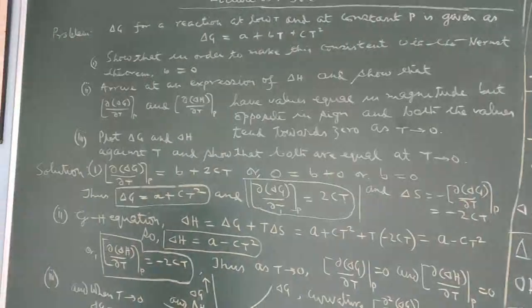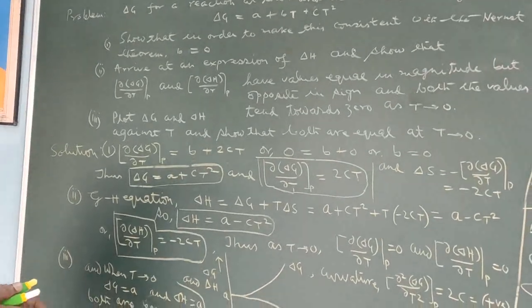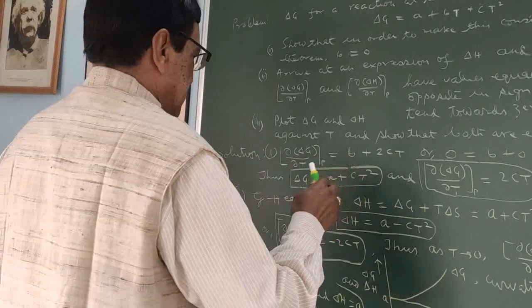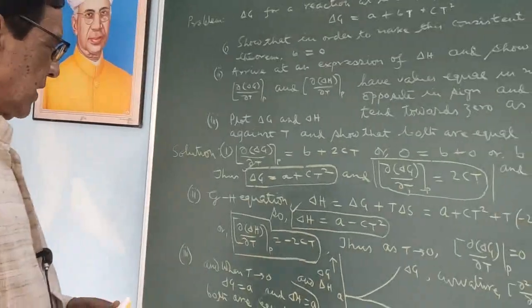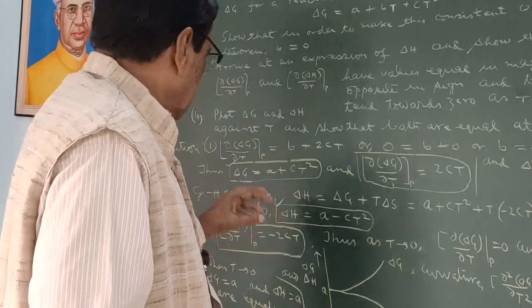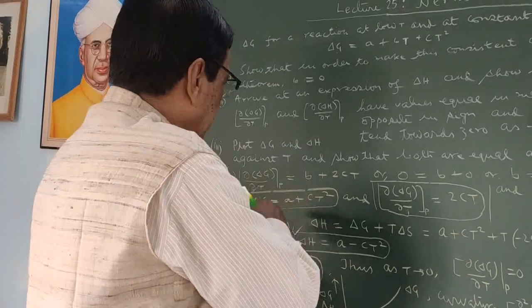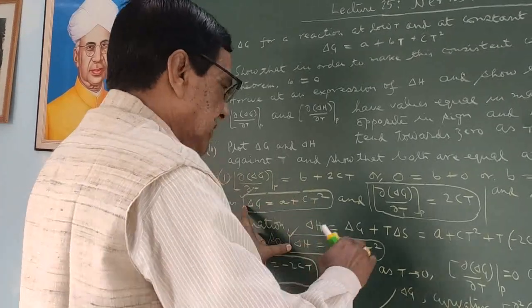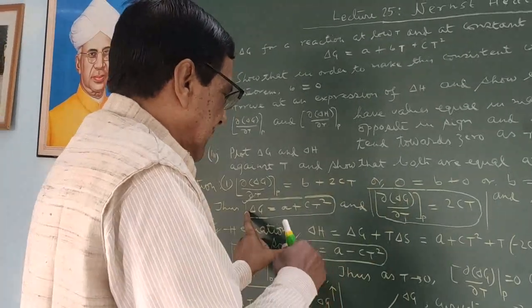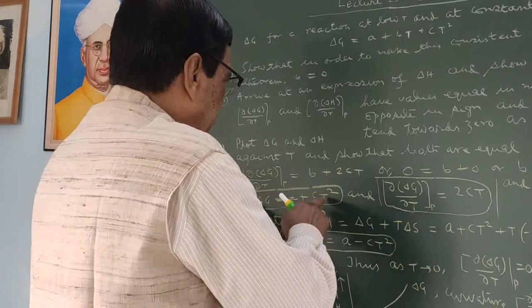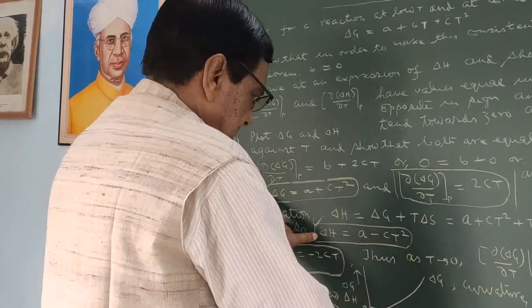And again this third one: whenever delta G and delta H are to be plotted against T, we have these two relations. And automatically delta G with respect to T or delta H with respect to T, the plot will be a curve, and with the lowering of temperature, delta G is decreasing and delta H is increasing.